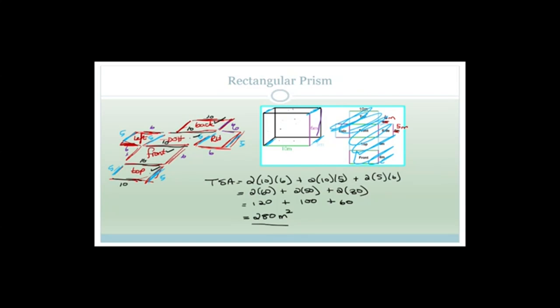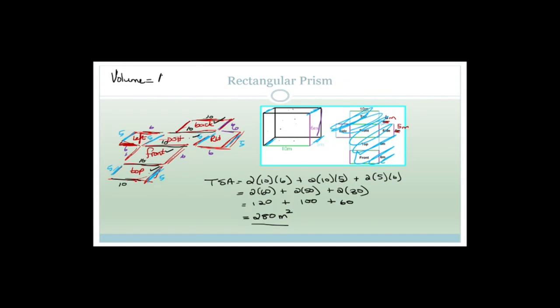I need 280 square meters of material. Right, so now I haven't finished, because when we've got prisms, we don't talk only about surface area and perimeter, we talk about volume. And the volume is always the area of the base multiplied by the perpendicular height, if it's a right prism. So the area of the base in this case is going to be length times breadth, and then we times it by the height. So that is the formula that we have, length times breadth times height.